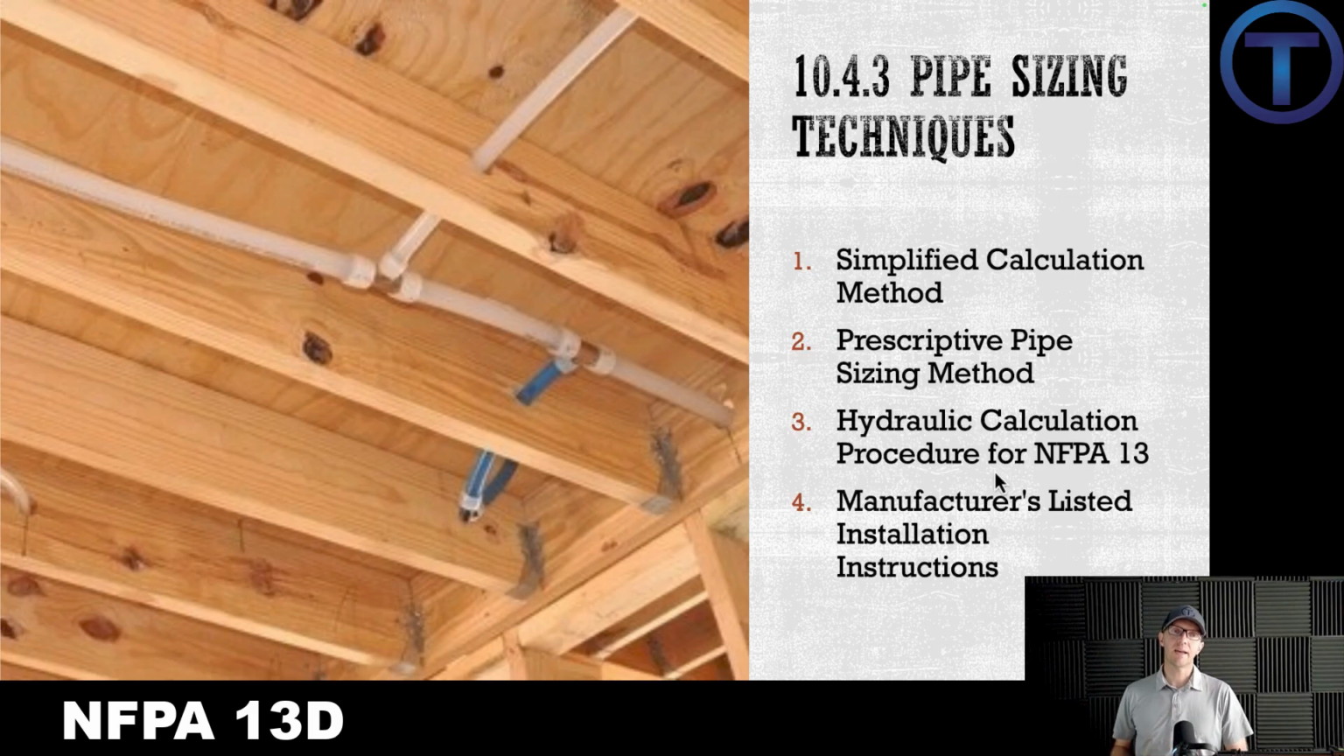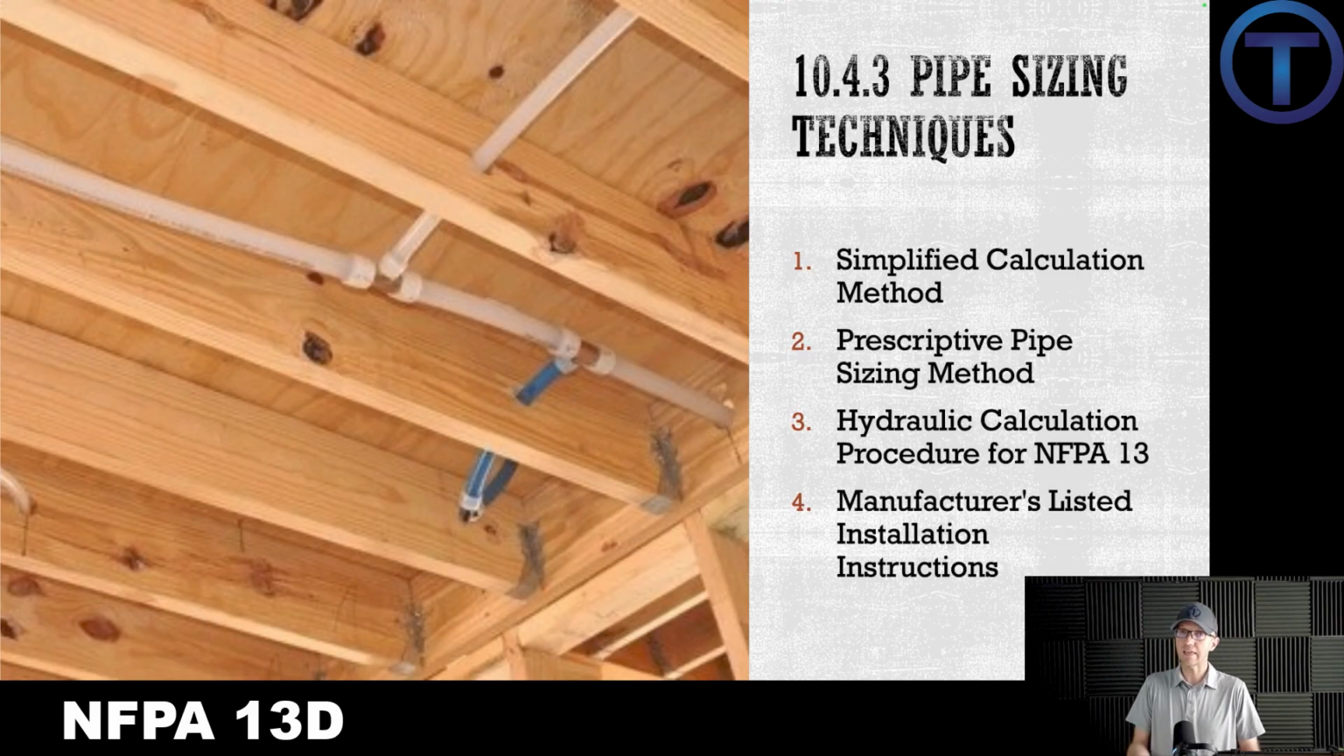10.4.3 gives us some pipe sizing techniques. There's a number of different ways that you could go about this, and there are 4 approved ways that they give right here in the code. First of all, you have the simplified calculation method. Second, there is a prescriptive pipe sizing method, and we'll look at some examples of these, although we're not going to go in depth and do like an all-out sizing. In general, I think if you understand what sizing methods there are and basically how those work, then that's probably enough for plumbers' knowledge. The third one there is hydraulic calculation procedure from the NFPA 13.